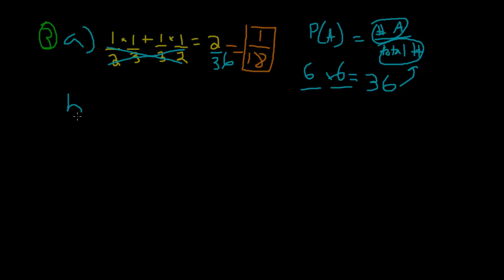Okay, part B. It's saying rolling a 6 and a 6. Well, so we have 2 die rolls. The first one must be a 6. So there's only one possible outcome for the first die. And the second one must be a 6. That means that there's only one possible outcome that this happens.